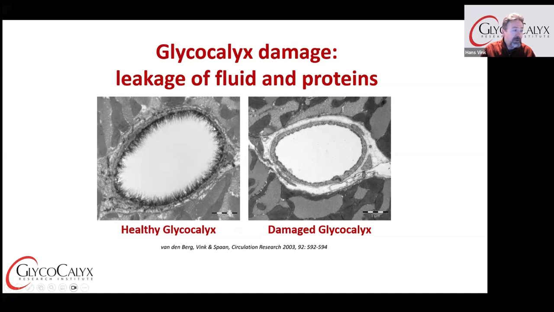So this is back to the capillaries. You see on the left a healthy capillary with the thick glycocalyx. On the right, you see what happens if glycocalyx is compromised. And again, in this experiment, we used enzymes like hyaluronidase or heparinase. So the glycocalyx bushes are gone.